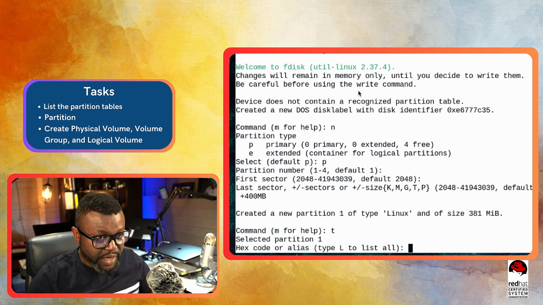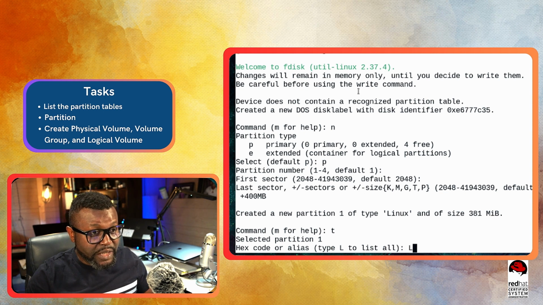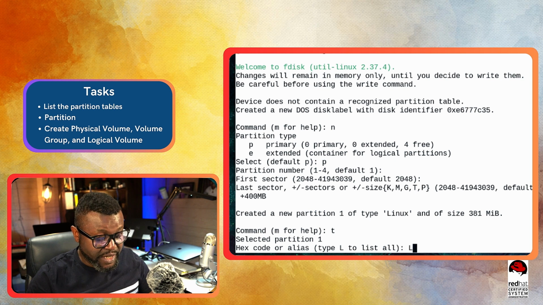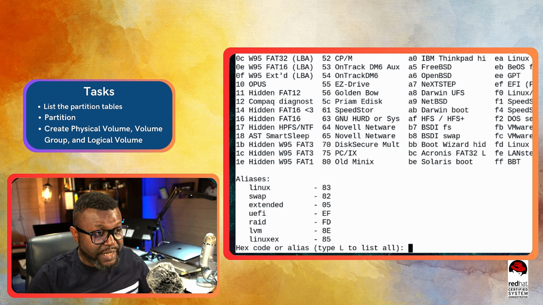So here we just did T to use the selected partition, number 1, and now for the hex code or alias, we are going to use the Linux LVM. Press uppercase L, and then enter. You see here the different aliases that you have. We're going to use the LVM because that's what we want, logical volume, Linux LVM. So that'll be 8E, the number 8 and uppercase E or lowercase e.